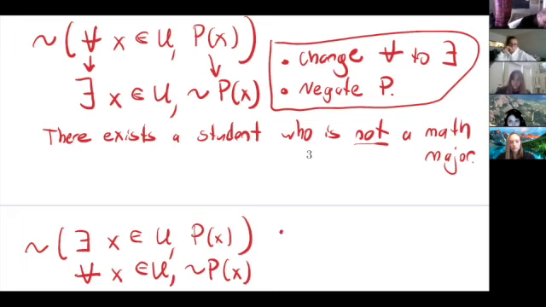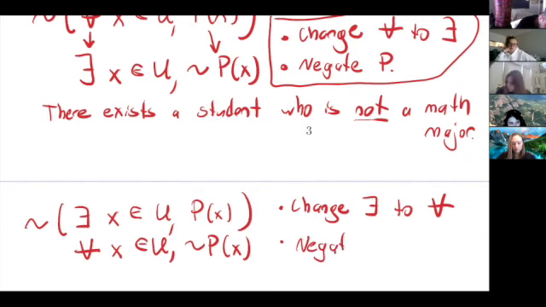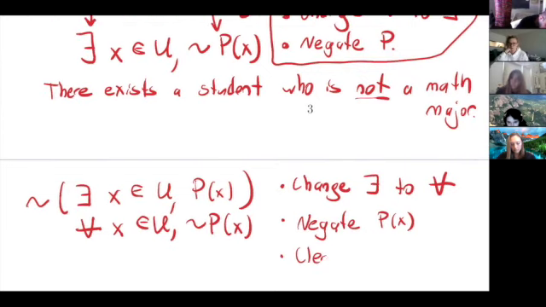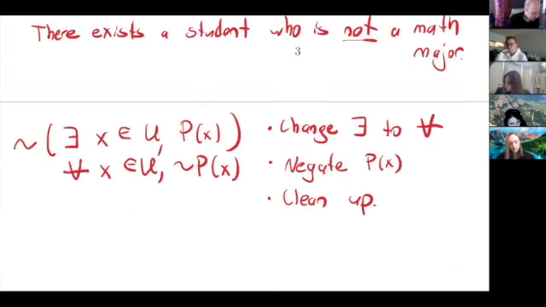So when we're negating an existential quantified statement, we change the there exists to a for all. We negate the original P of X. And then I'll just say clean up if you can state it a little bit more clearly. Sorry, any questions about that?